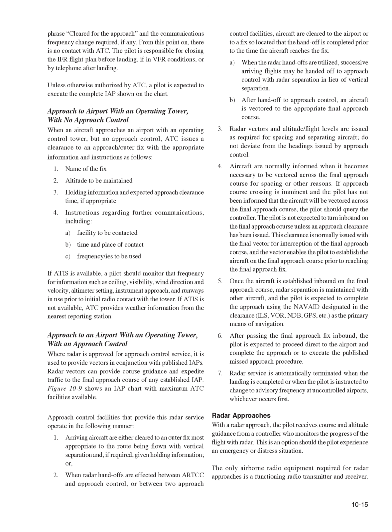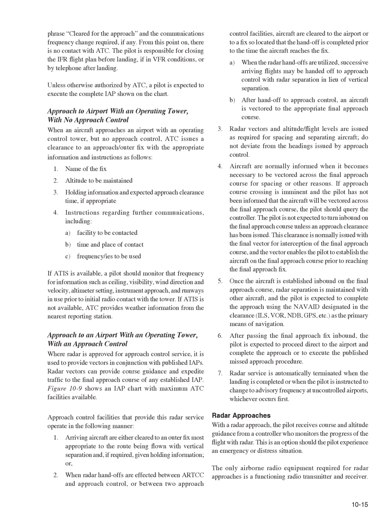3. Radar vectors and altitudes/flight levels are issued as required for spacing and separating aircraft. Do not deviate from the headings issued by approach control. 4. Aircraft are normally informed when it becomes necessary to be vectored across the final approach course for spacing or other reasons. If approach course crossing is imminent and the pilot has not been informed that the aircraft will be vectored across the final approach course, the pilot should query the controller. The pilot is not expected to turn inbound on the final approach course unless an approach clearance has been issued. This clearance is normally issued with the final vector for interception of the final approach course, and the vector enables the pilot to establish the aircraft on the final approach course prior to reaching the final approach fix.